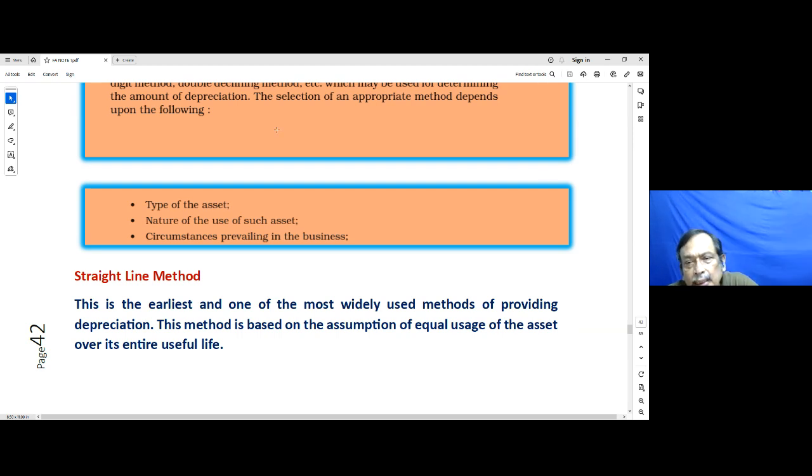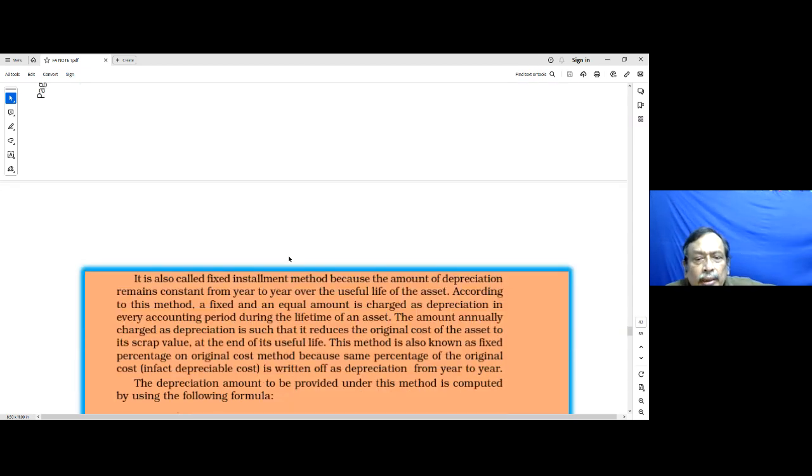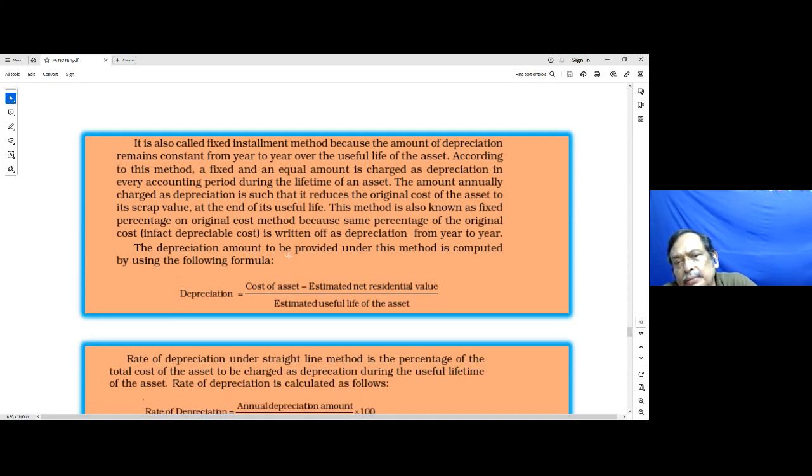Now let us discuss straight line method. This is the earliest and one of the most widely used methods for providing depreciation. This method is based on the assumption of equal usage. Usage means use of the asset over its entire useful life. It is also called fixed installment method because the amount of depreciation remains constant from year to year over the useful life of the asset.